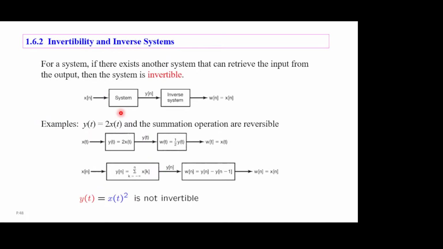And then invertibility of a system. It is what it says here. Invertible means there's a system that can invert what your system did. More mathematically, you have x of n going through a system to become y of n, then there exists an inverse system such that you put y of n through the inverse system and you get back x of n.